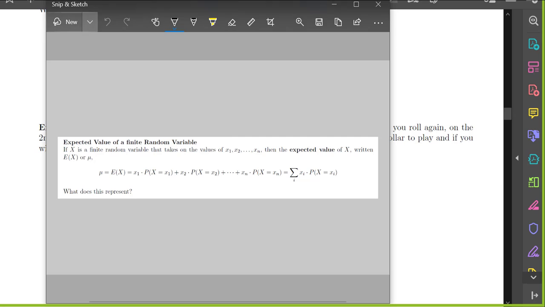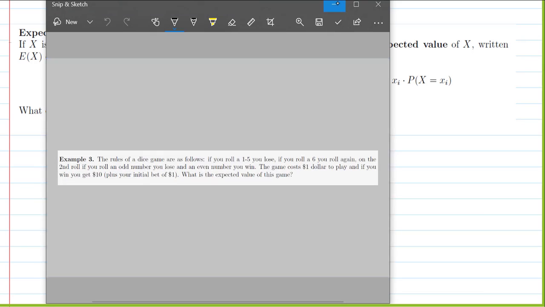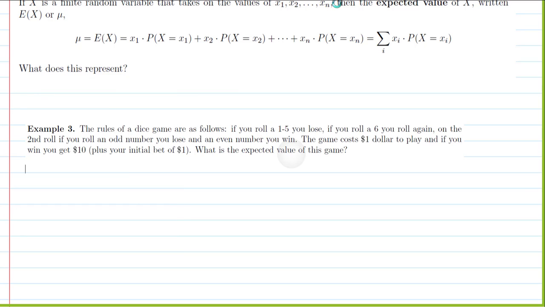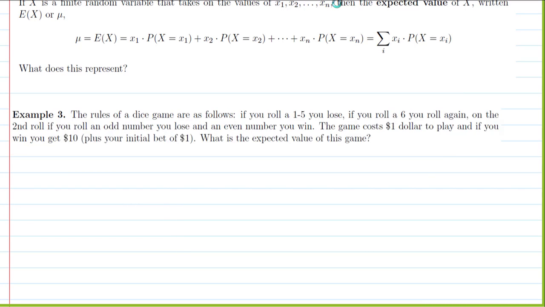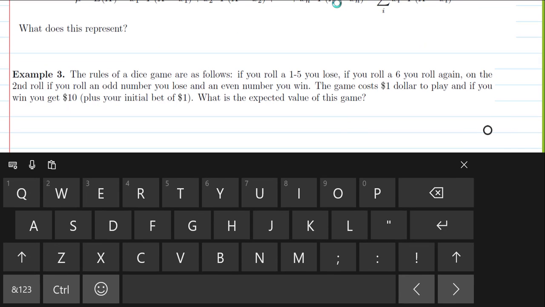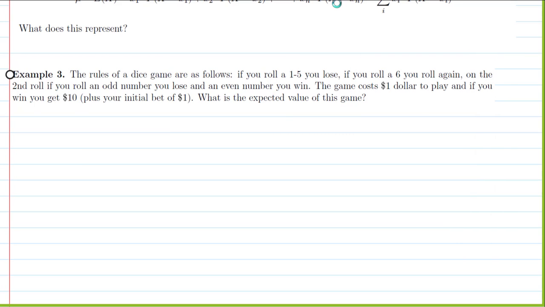All right, so let's look at an interesting example. The rules of our game are as follows. We're going to roll a die. If you roll a 1 through a 5, you lose. If you roll a 6, you roll again. On the second roll, if you roll an odd number, you lose. And if you roll an even number, you win.